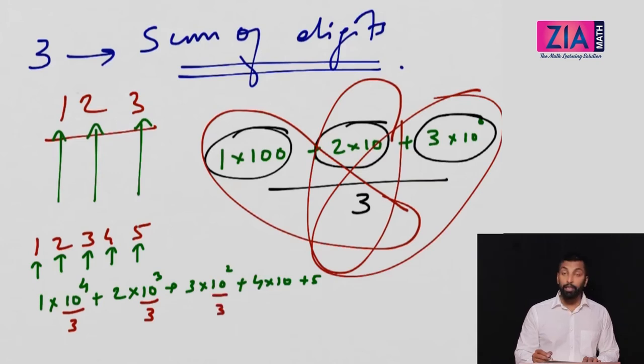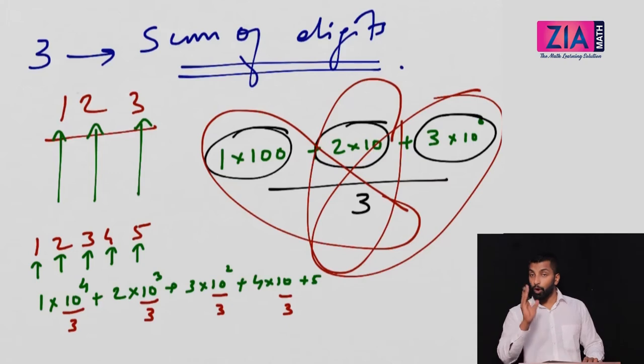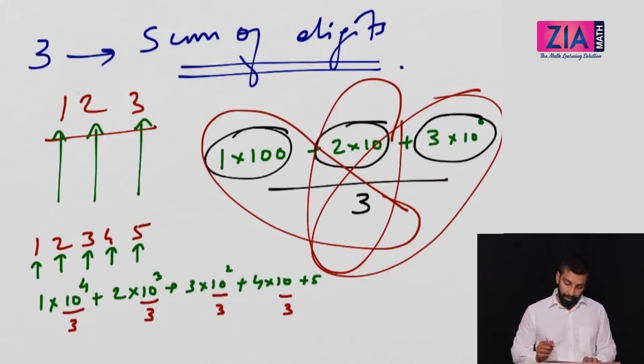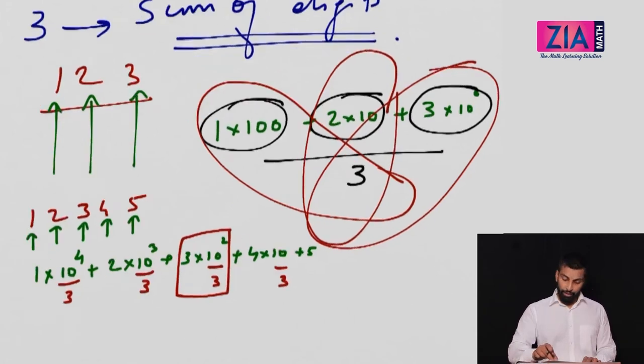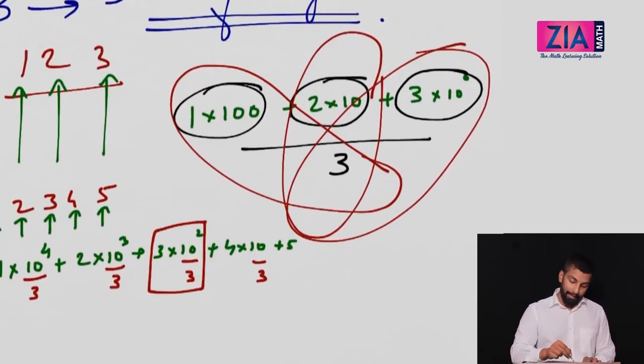10 square divided by 3, you get remainder 1. 10 divided by 3, you get remainder 1. So in all those cases, you get remainder 1. Now, let's take this part alone: 3 into 10 square. Can you tell me what will be the remainder in that case?